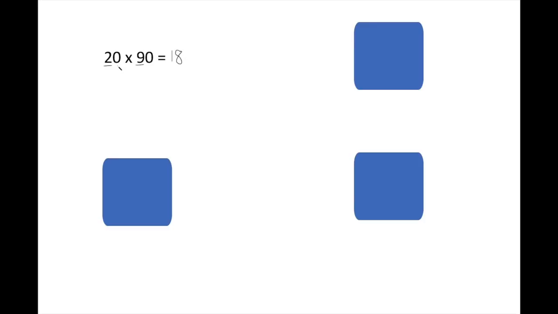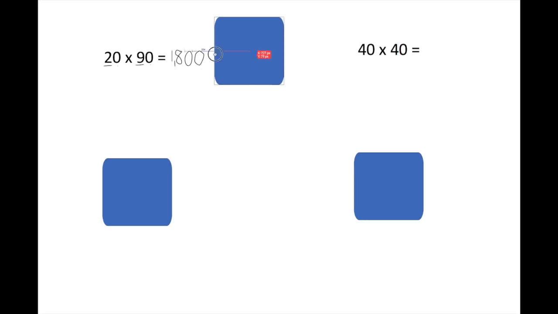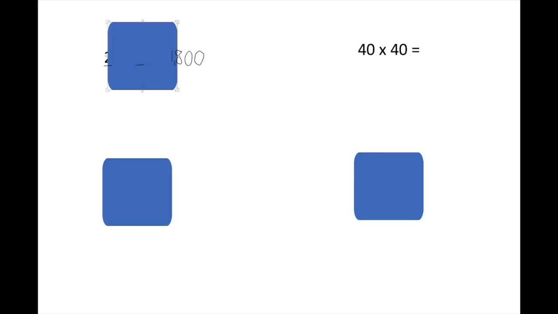And then we have to ask ourselves, how many zeros are on the left-hand side of our equal sign? Well, in this case, there are 2 zeros, so that means that we need to write 2 zeros on the other side of our equal sign. So the answer to 20 times 90 equals 1,800. Okay? Next problem, I would like for you to solve on your own. So please go ahead and solve 40 times 40 on your board. Go ahead and pause this video.